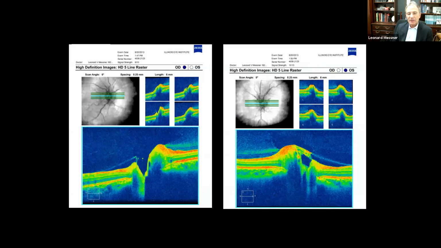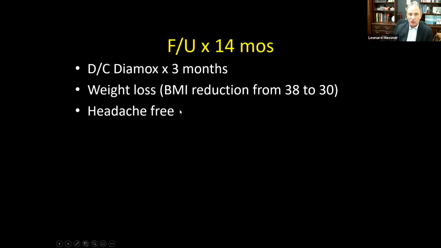Looking at the morphology of the optic nerves, we see that they're beginning to return to earth, this flattening of the papilla on the right side, similar flattening on the left side, pretty good resolution of these temporal retinal folds that I showed you earlier. And 14 months from the original presentation, this patient's been off her Diamox for 3 months.